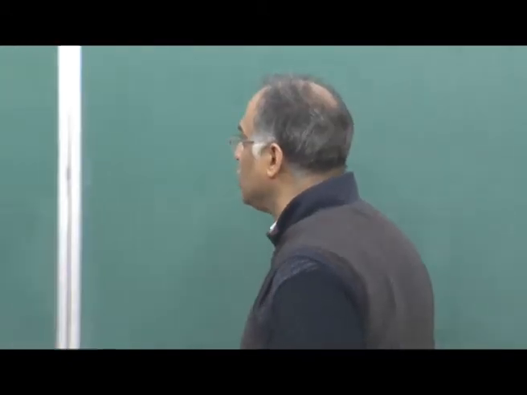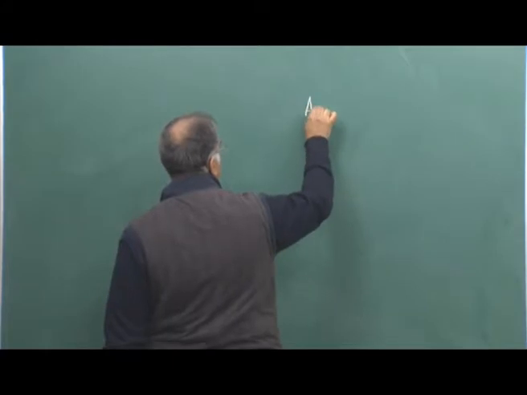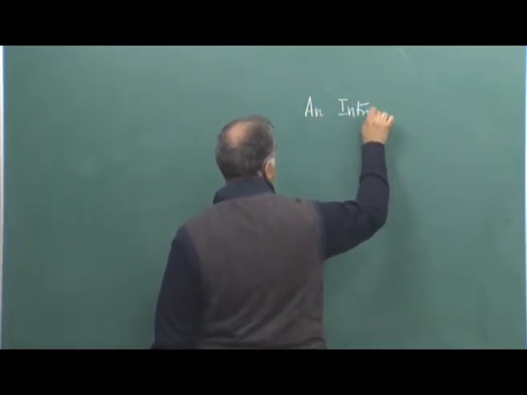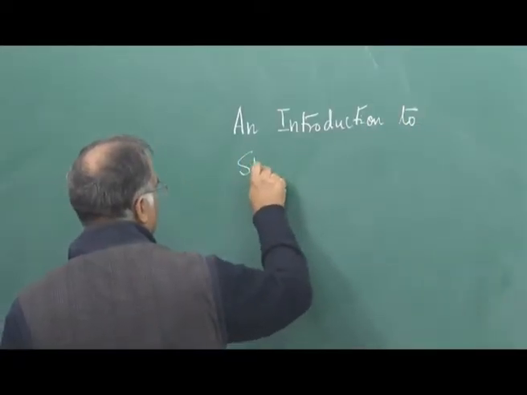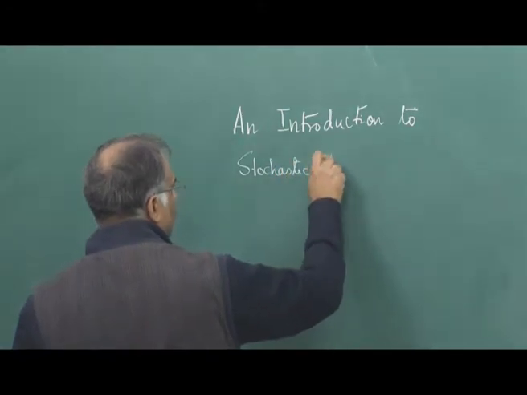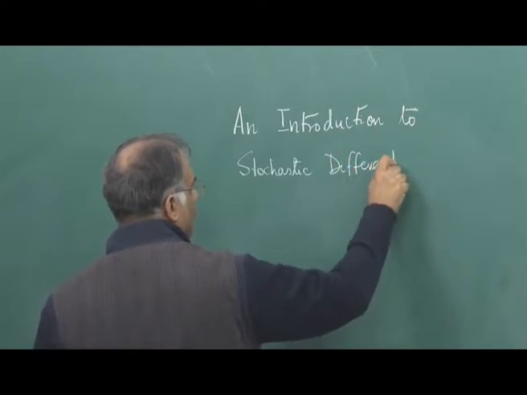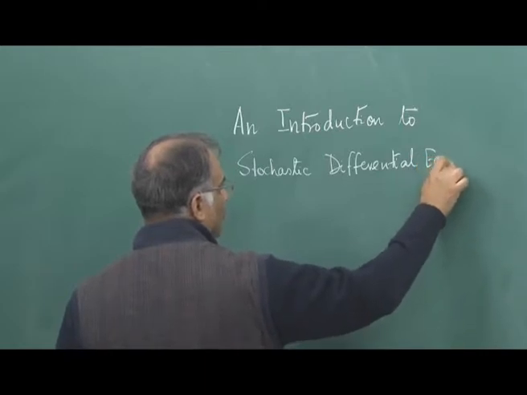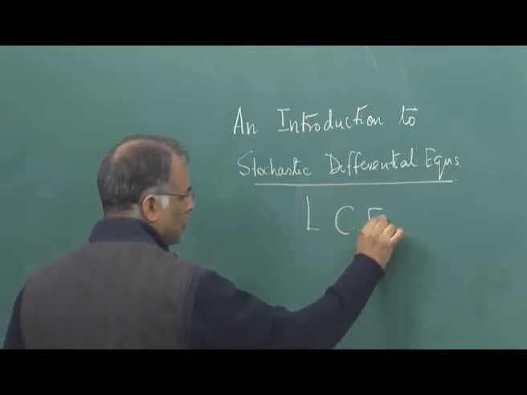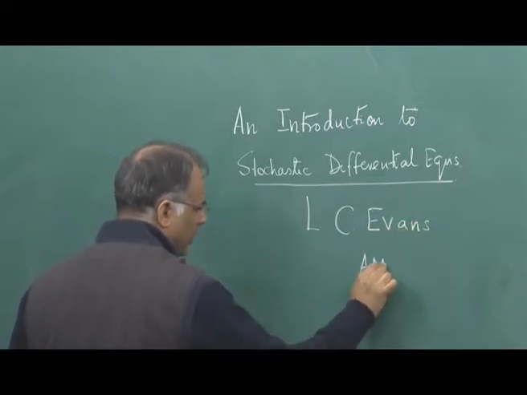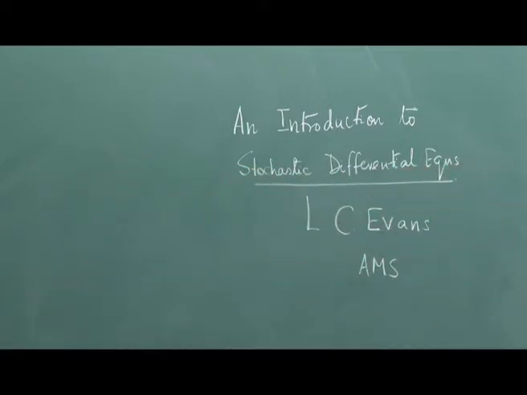So, it is better for me today to tell you the book that I will be using from this class onwards till the end of this course. It is a book called An Introduction to Stochastic Differential Equations by Lawrence C. Evans. This book is published by the American Mathematical Society. I do not expect you to have this book with you, but I will in general follow this book, except maybe a little bit of material taken from some other sources.